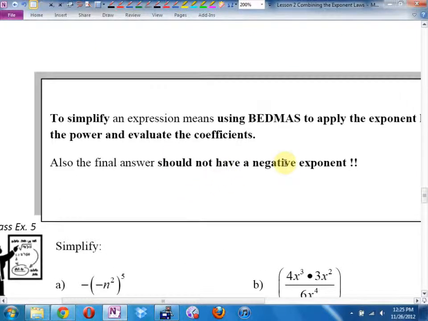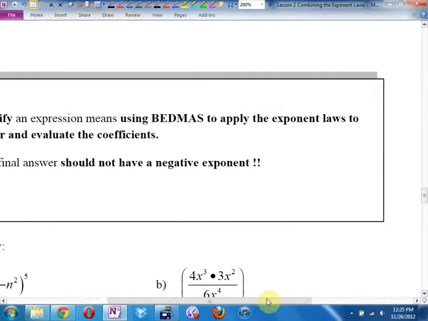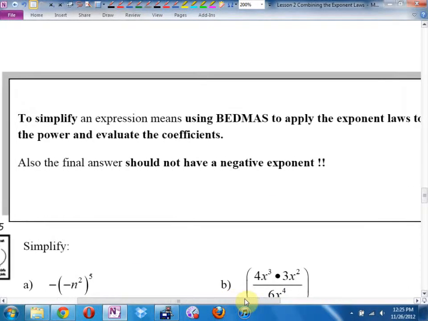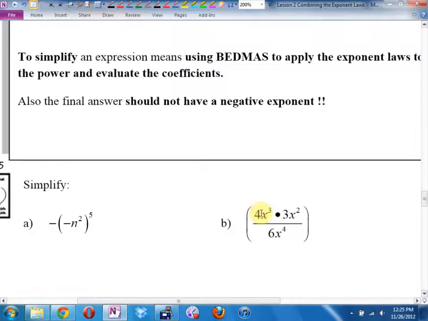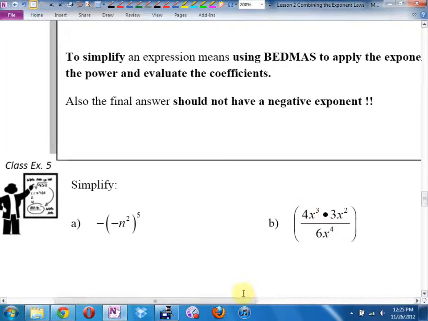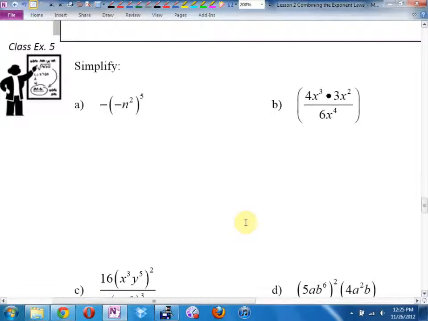It says to simplify an expression means using BEDMAS to apply the exponent laws to the power and evaluate the coefficients. Also, the final answer should not have a negative exponent. I'm giving you my own BEDMAS. What's the first thing I said you look for? Power to power. Okay. A.